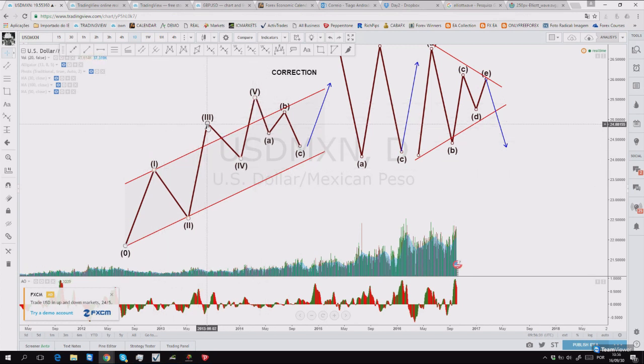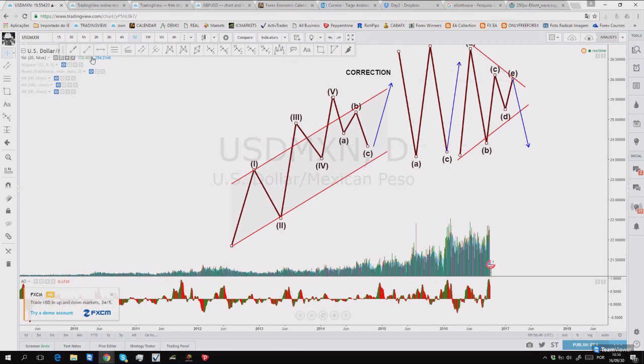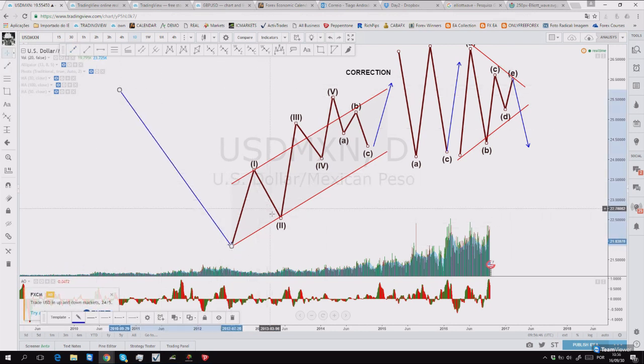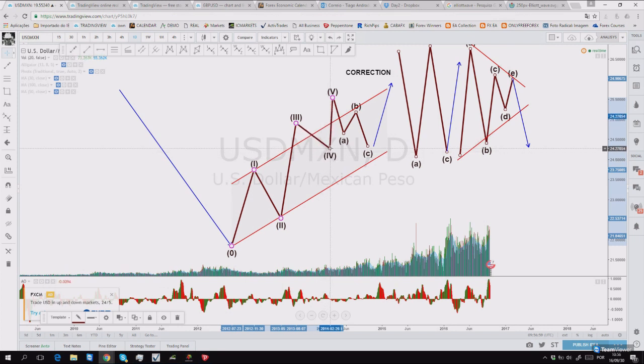And wave 3 can never be the shortest one. It could be the second, but it can never be the shortest one. And that's because of the psychology. If people are trapped here thinking it's a short, then when they figure out it's a long, this is when most people will take advantage of the movement. Wave 4 is usually kind of sideways when people are taking profits and other people are going in, and it usually takes more time than wave 2.